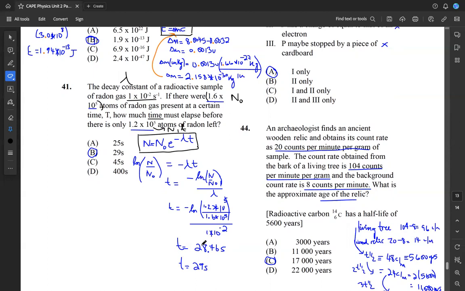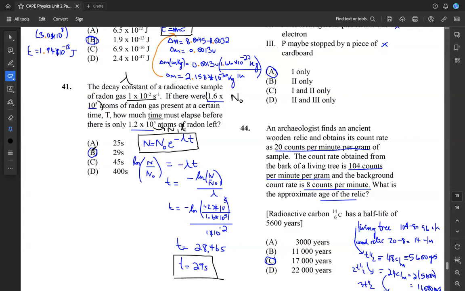So just plug in everything and we come out with time being equal to 28.76 seconds, which is the same as 29 seconds. So we're going to look in our answer for 29 seconds. And when we look, we see that that's B. So we select B, and B is our answer for 41.